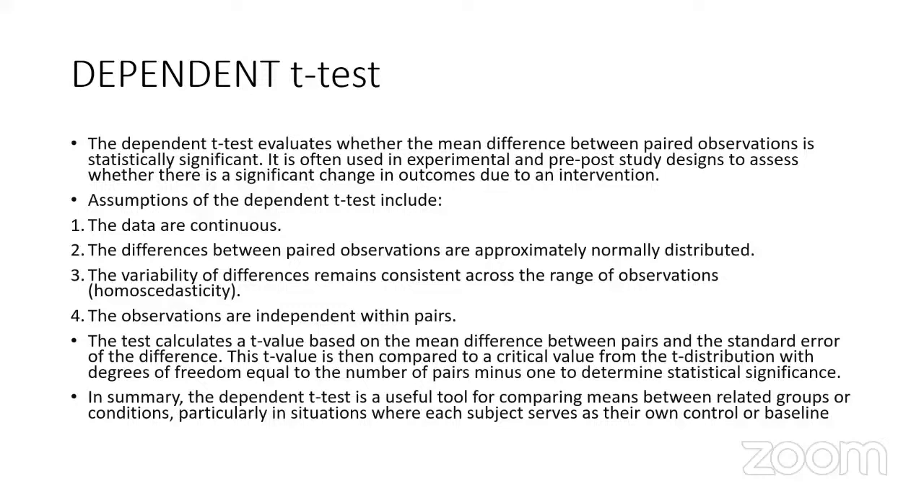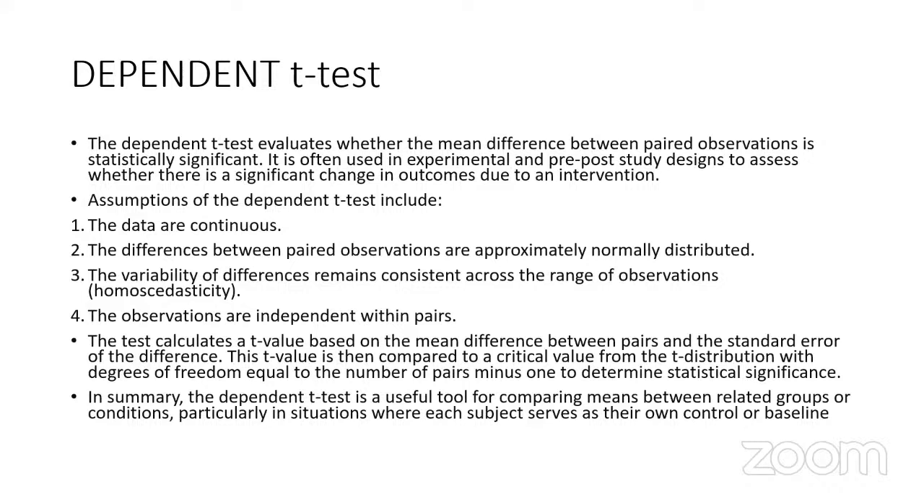The test calculates a t-value based on the mean difference between pairs and the standard error of the difference. This t-value is then compared to a critical value from the t-distribution with degrees of freedom equal to the number of pairs minus 1 to determine statistical significance. In summary, the dependent t-test is a useful tool for comparing means between related groups or conditions, particularly in situations where each subject serves as their own control or baseline.